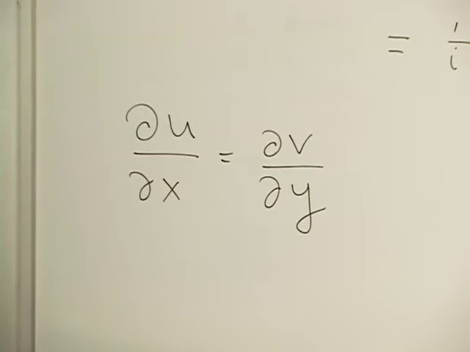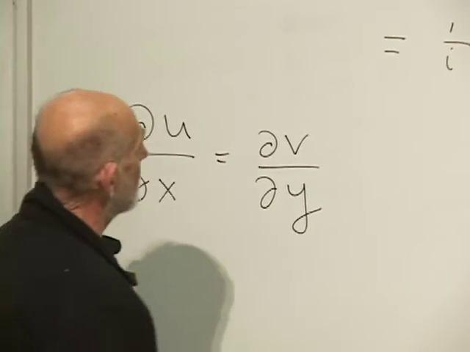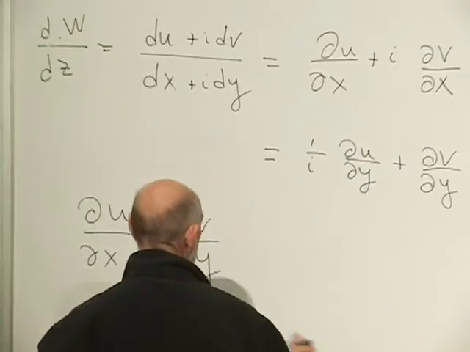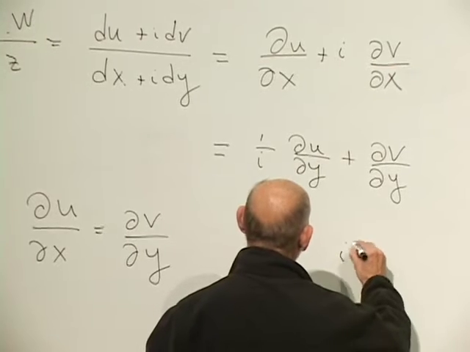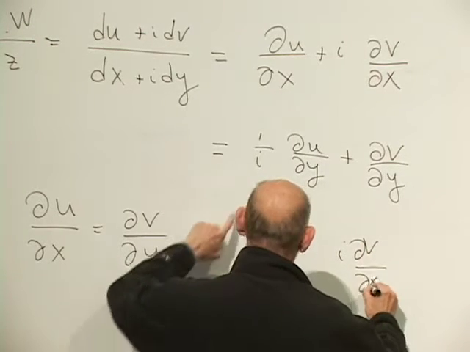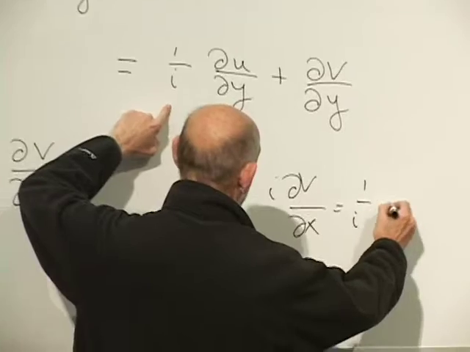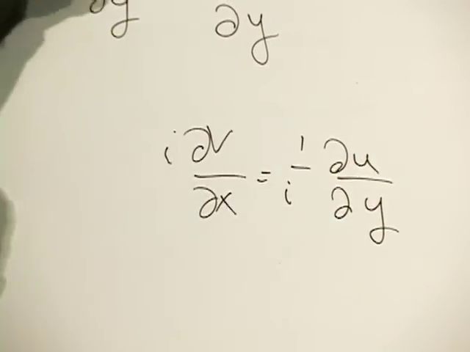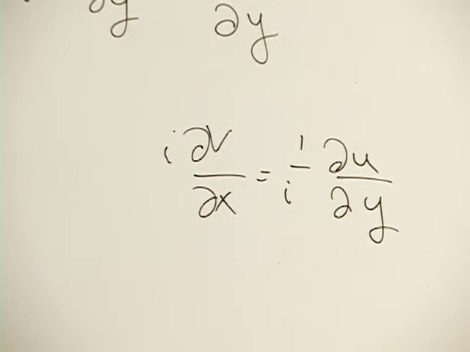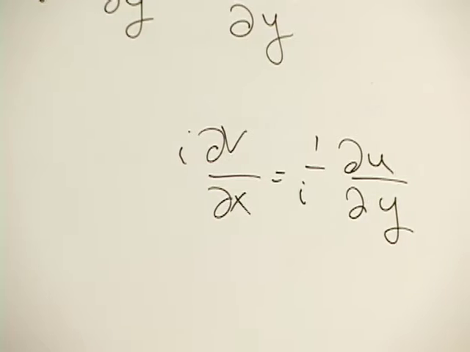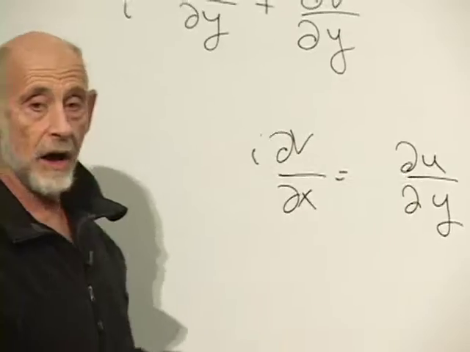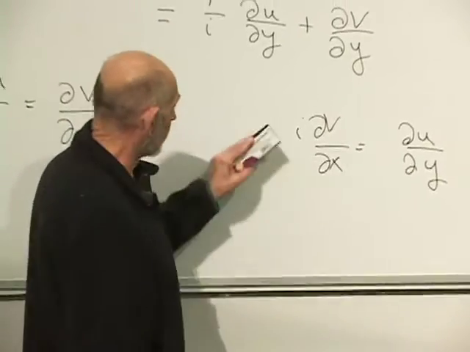And what about the other one? The other one says, let's see, that's the real part. Here's the imaginary part. Let's put it over here. i dv/dx equals 1 over i du/dy. The i dv/dx has to be 1 over i du/dy. That's equating the imaginary parts. Let's multiply both sides by i and use the fact that i squared is minus 1.